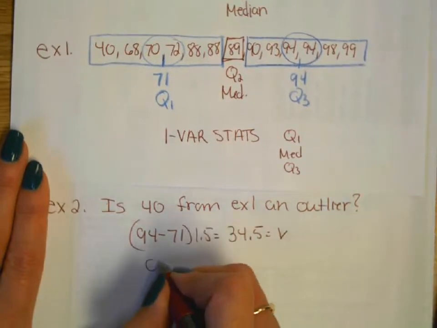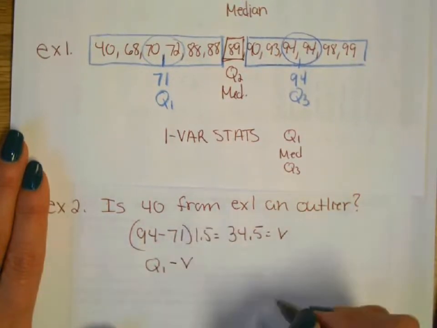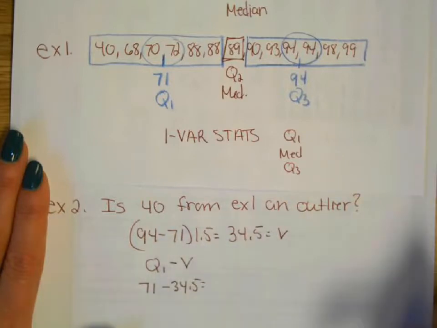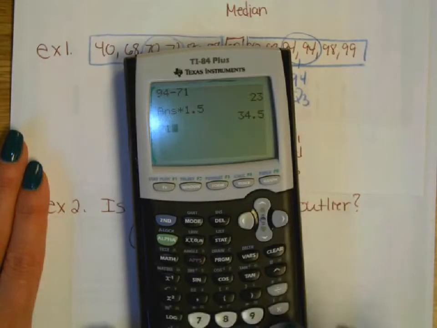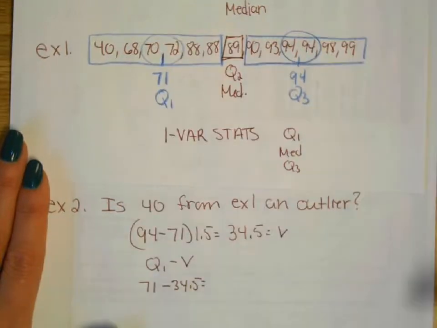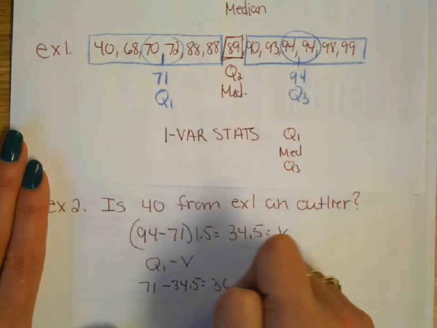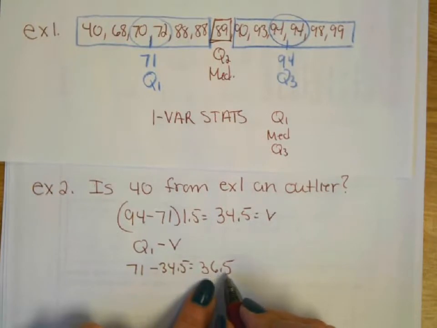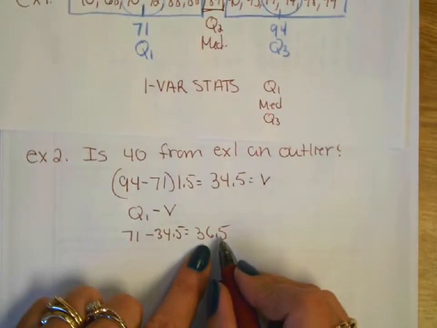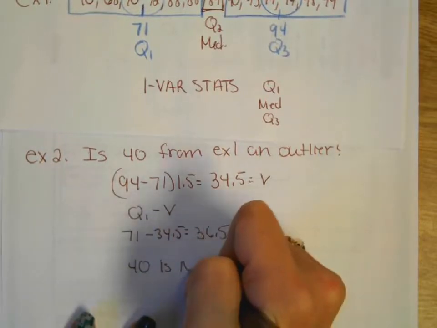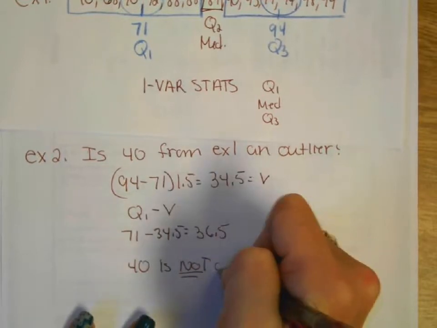Now I'm going to take Q1 and subtract that V. My Q1 is 71. Subtracting 34.5, 71 minus that last answer, 36.5. So, because 40 is not lower than 36.5, anything below 36.5 would be an outlier. 40 is not below, so 40 is not an outlier.